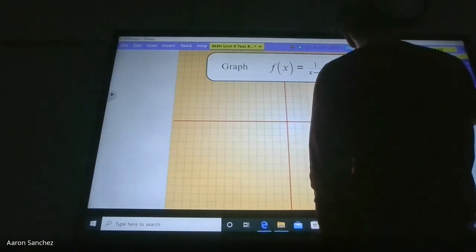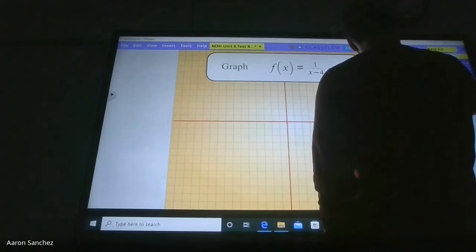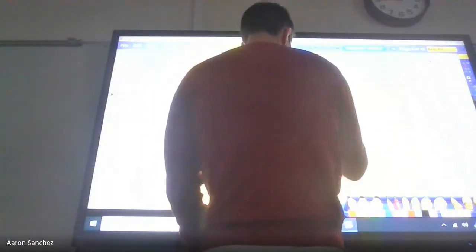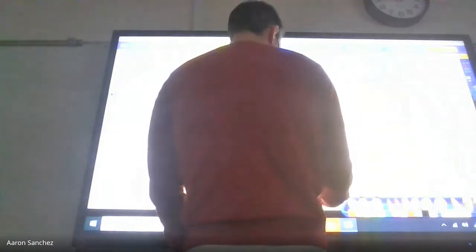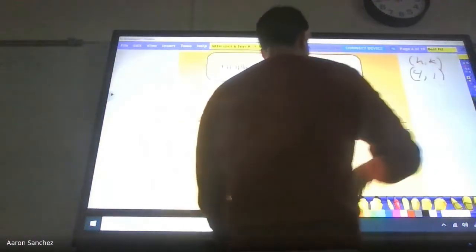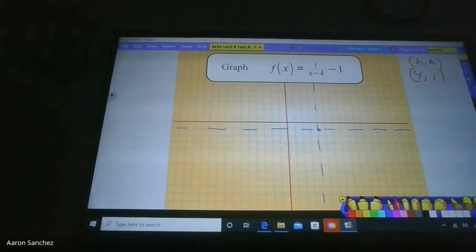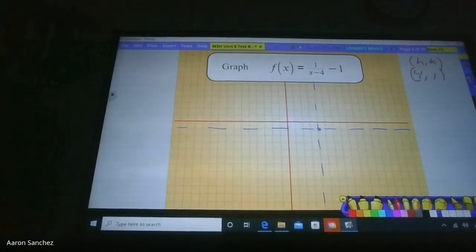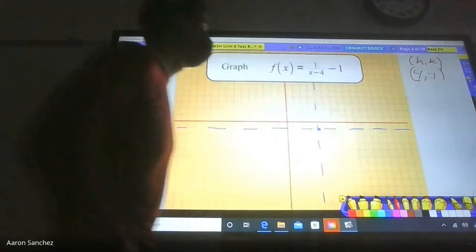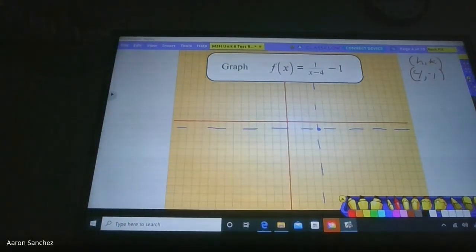I made a mistake. This is 4, 1 is my H and K. What did I do wrong? You made it 1 negative. I mean, 1, 2, 3, 4, 1. Wait, it is up. You went down one. Wait, why did you make it a negative? 4, negative 1.